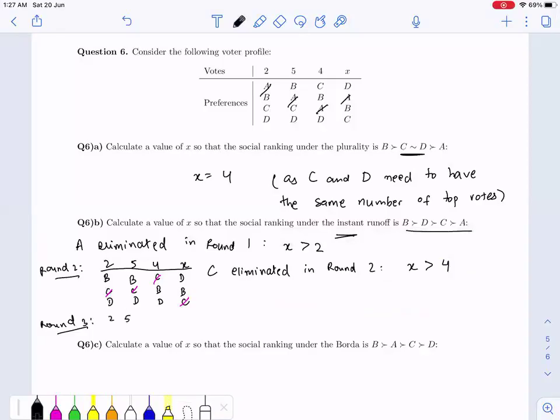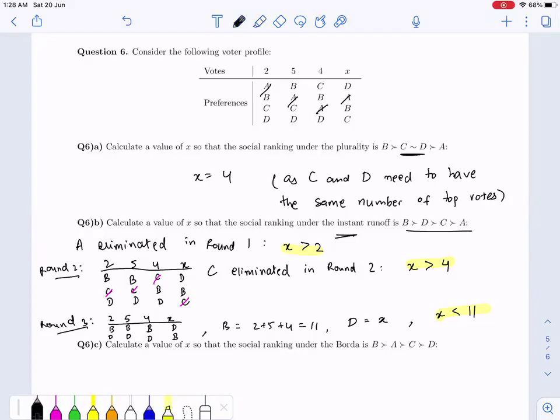So you have 2, 5, 4 X, B, D, B, D, BD, and DB. So B has 2 plus 5 plus 4 top votes in this round, which are 11 top votes, and D has X. We want B to win, so X must be smaller than 11. Okay, so now anything that satisfies these conditions, where X is bigger than 2, X is bigger than 4, but X is smaller than 11 would work.